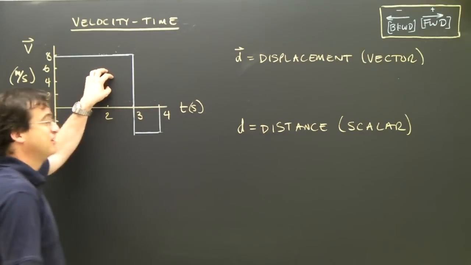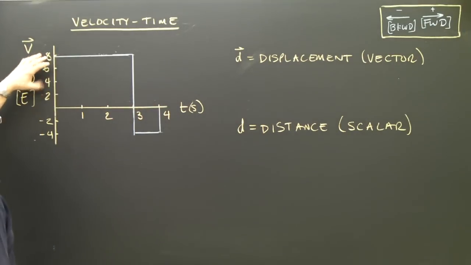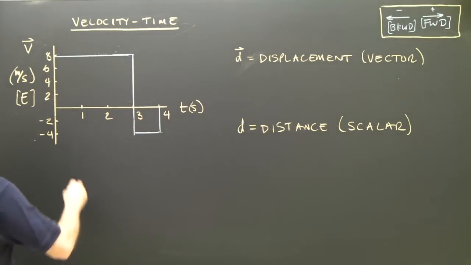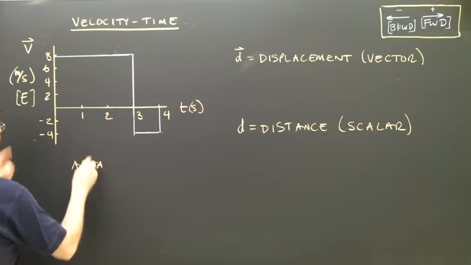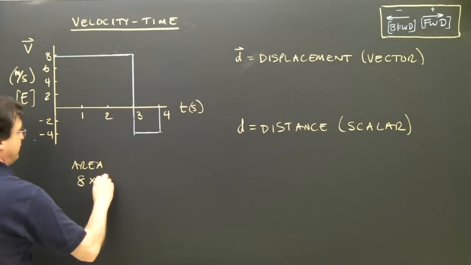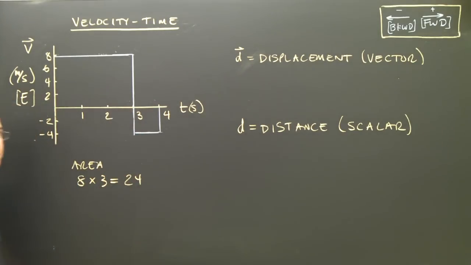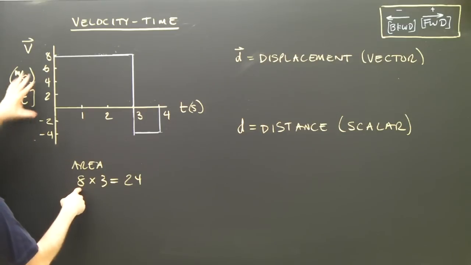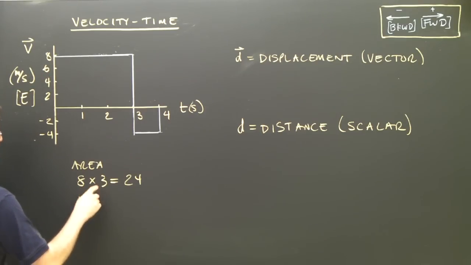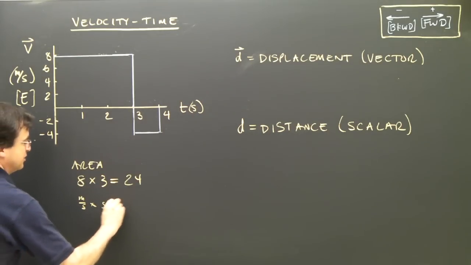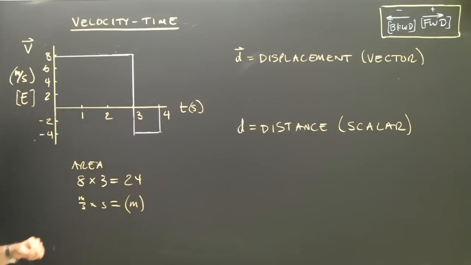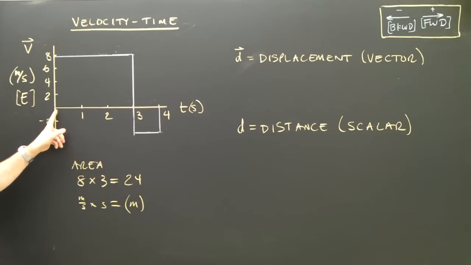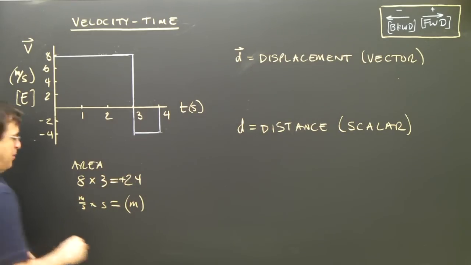Well, this shape here, the area is going to be length times width. So I've got a height here of 8. So the area for this part is 8 times, and the base here is 3. So 8 times 3 is 24. Let's look at the units. The units here, this is in meters per second, and this is in seconds. So meters per second times seconds is going to give us meters. So this represents how far we've moved. Between 0 and 3 seconds, we've moved 24 meters in the positive direction.